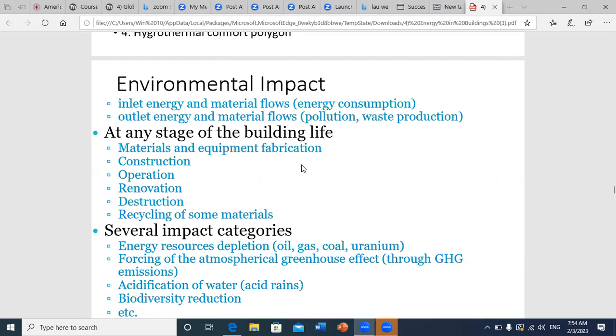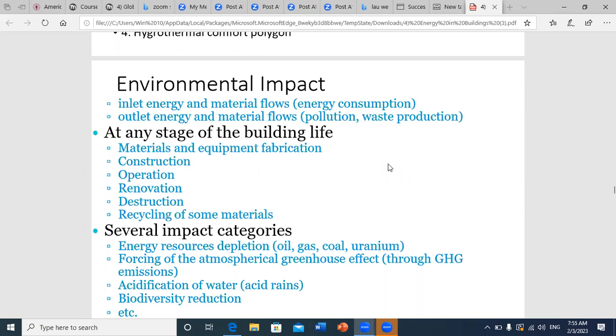So the waste production, what are the pollution effects on the environment? So whenever we do environmental impact on a project, we should study it during the whole lifetime. And also here we have regulations, let's say on the maximum generation of CO2 per year, or the effect of material, what are the materials that can be risky for the environment that we should not use in construction, etc. At any stage of the building life, we should follow up with materials and equipment fabrication, the construction, the operations, the renovation, destruction, and at the end, possible recycling of some materials.